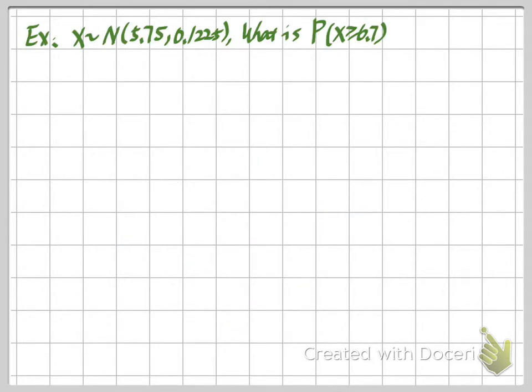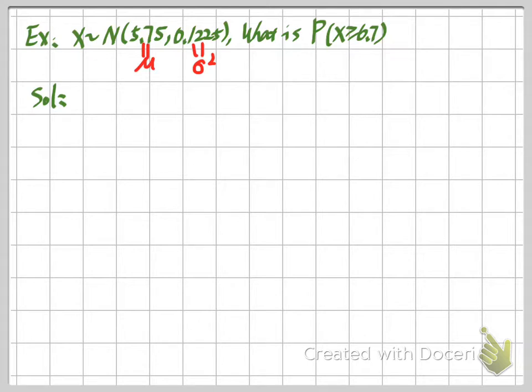So now let's look at this example. We have a random variable X, and by this symbol we know X is a normal random variable with a mean equal to 5.75, and sigma squared equal to 0.1225. The question asks us what is the probability that X is greater or equal to 6.7.